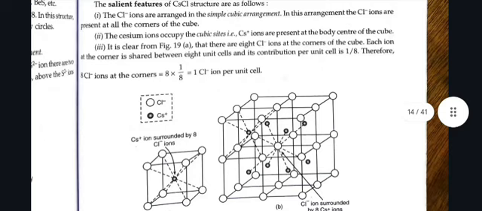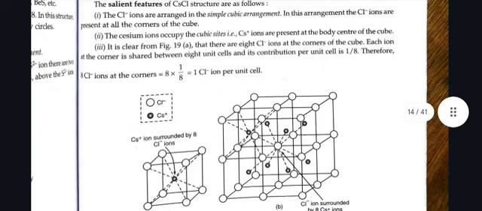It is clear from figure 19a that there are 8 Cl⁻ ions at the corners of the cube. Each ion at the corner is shared between 8 unit cells and its contribution per unit cell is 1/8. Therefore 8 Cl⁻ ions at the corners give 8 × 1/8 = 1 chloride ion per unit cell.